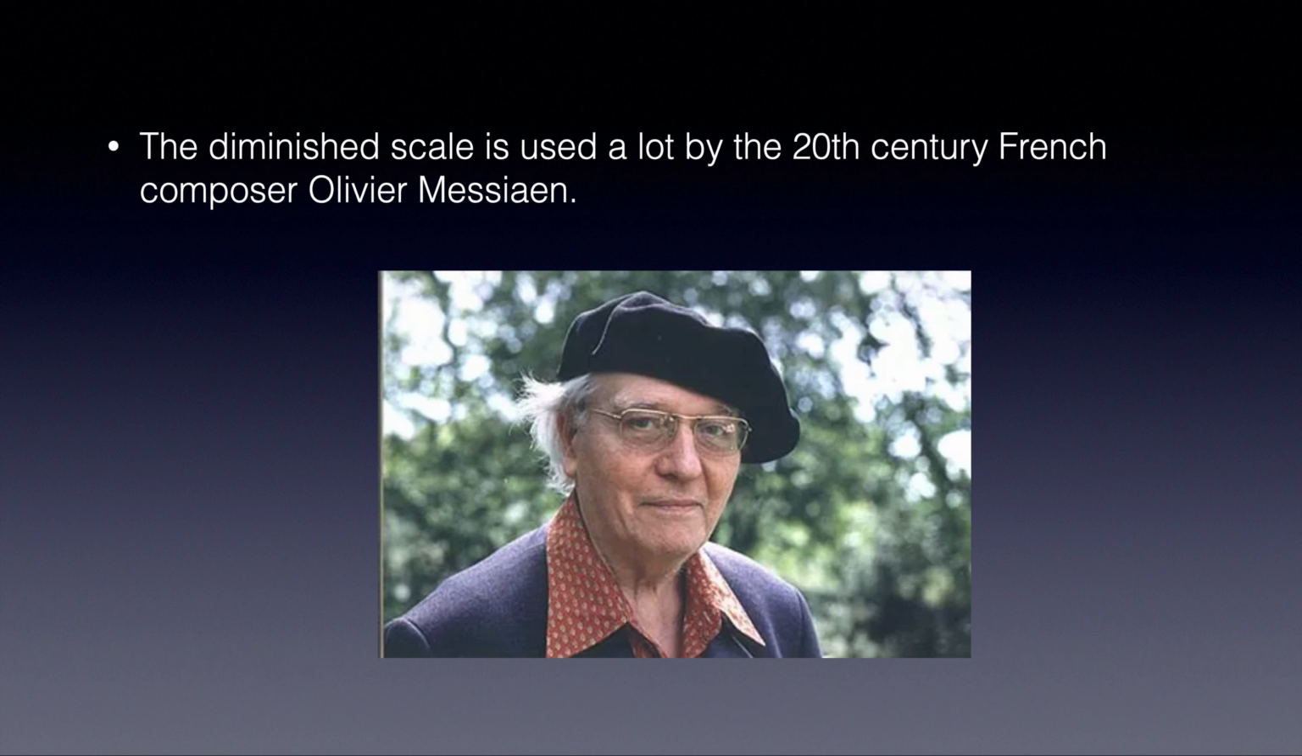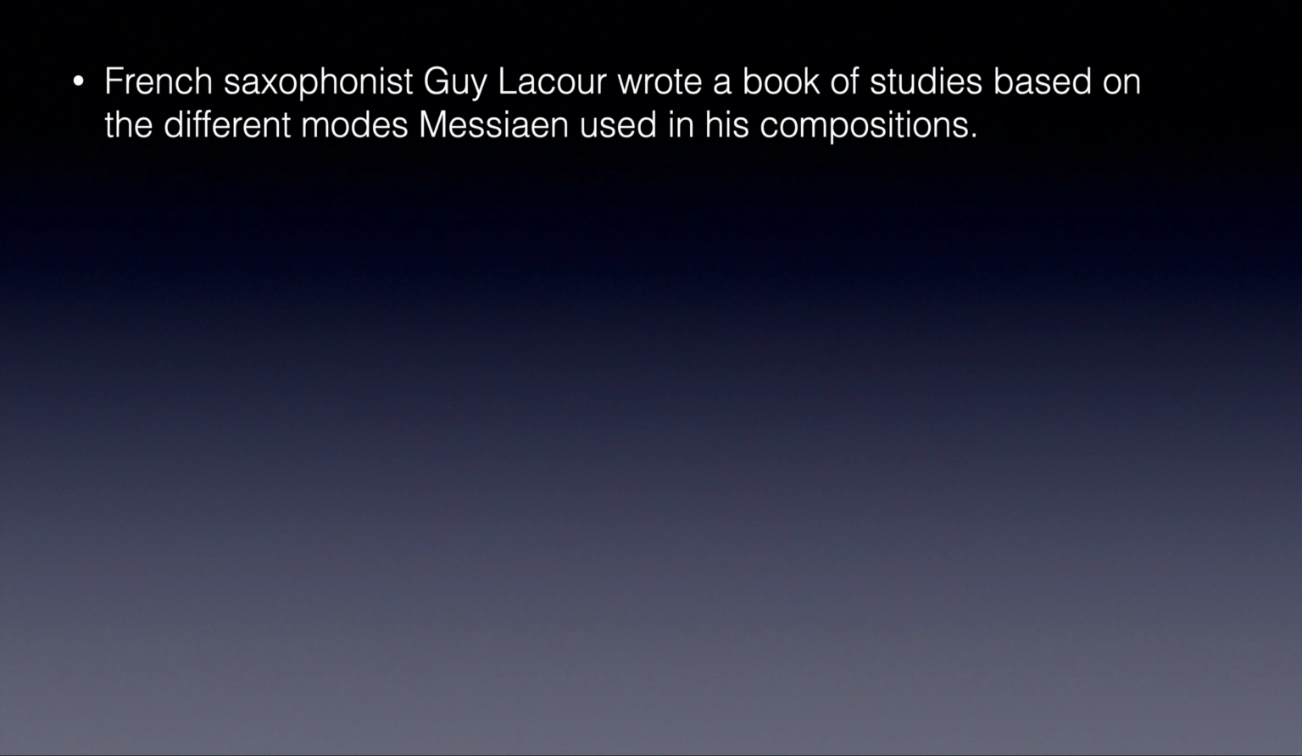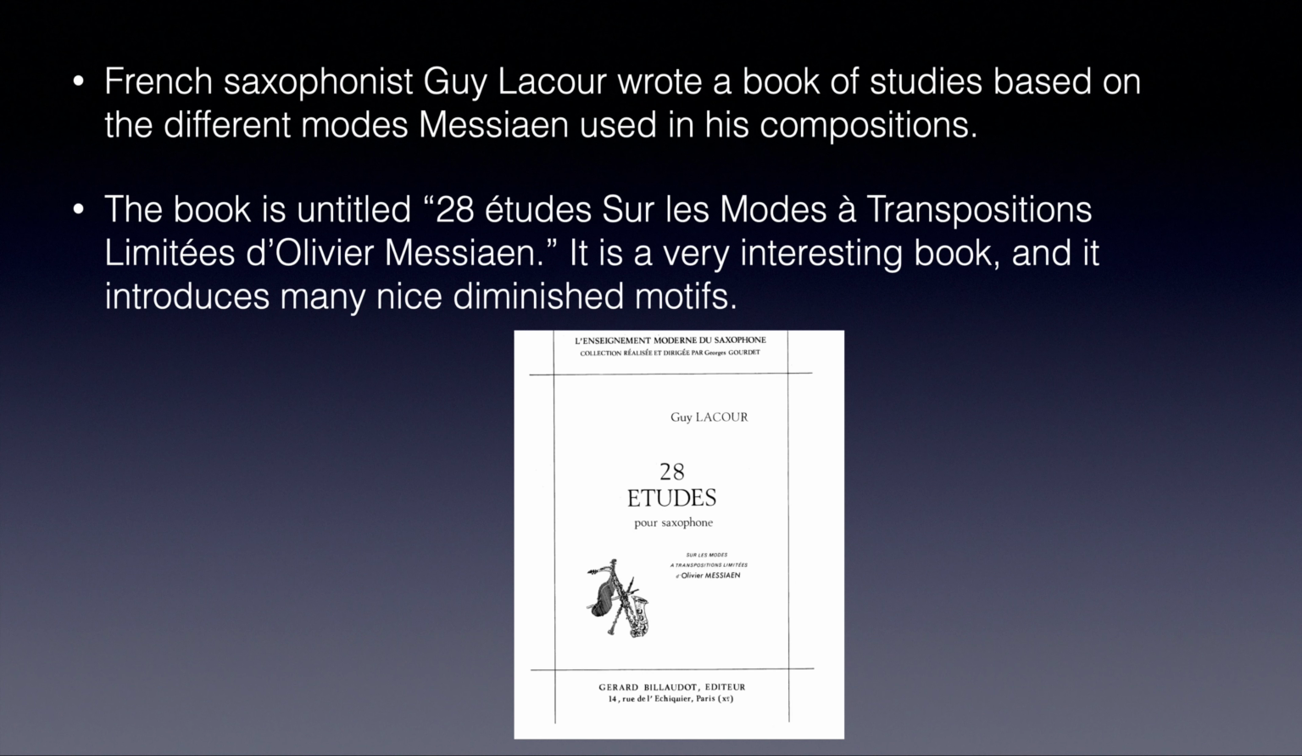The diminished scale is used a lot by the 20th century French composer Olivier Messiaen. French saxophonist Guy Lacourt wrote a book of studies based on the different modes Messiaen used in his compositions. The book is entitled 28 études sur les modes à transposition limitée d'Olivier Messiaen. It is a very interesting book and it introduces many nice diminished motifs.